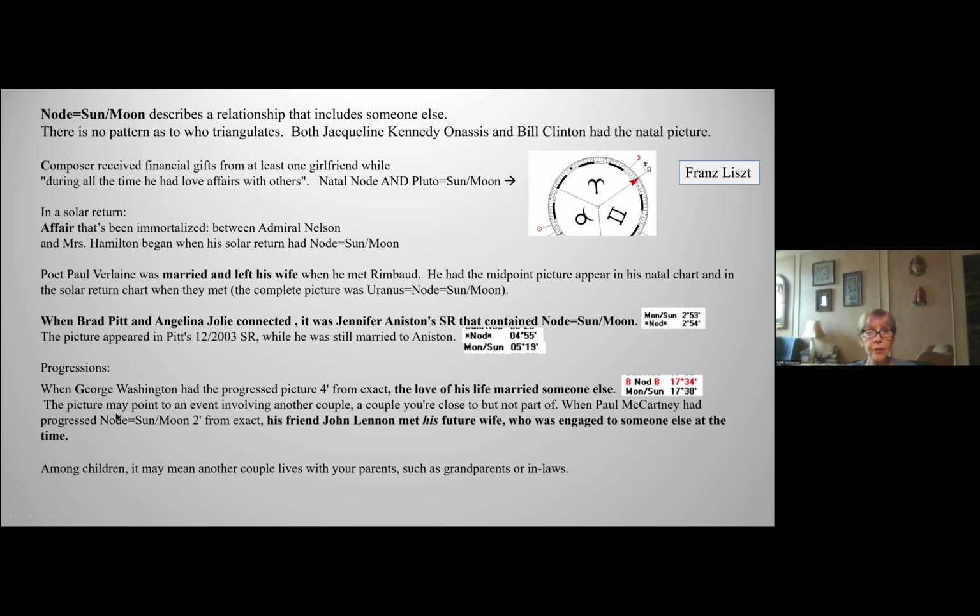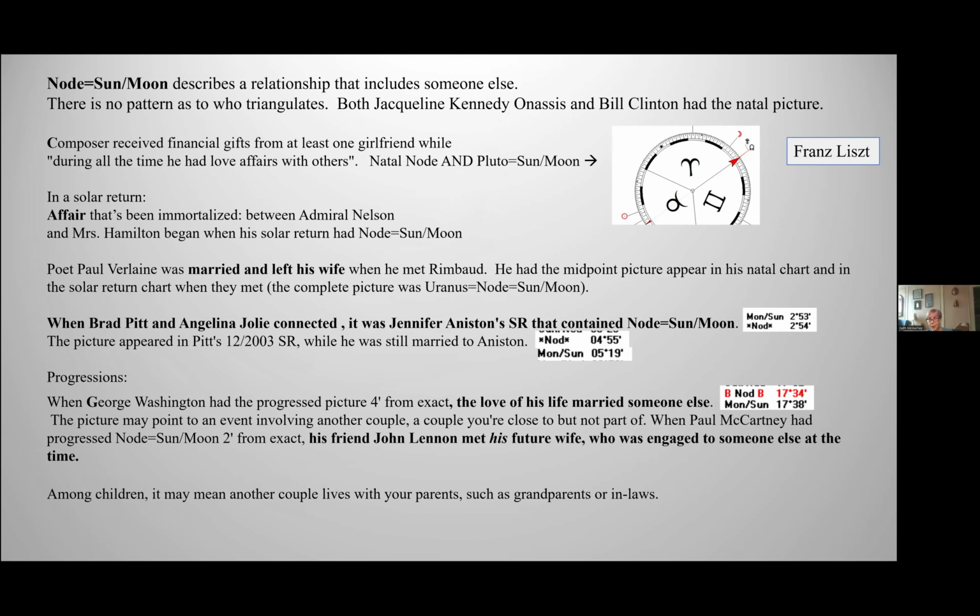Now here's an example of the event involving another couple. A couple you are close to, but you are not part of the couple. So Paul McCartney had the progressed picture, node equals Sun Moon, when John Lennon met his future wife, who was engaged to somebody else. It's a very convoluted situation, but that's what happened to Paul McCartney when the progressed node was on his Sun Moon midpoint. It described a couple that he was not part of, but close to.